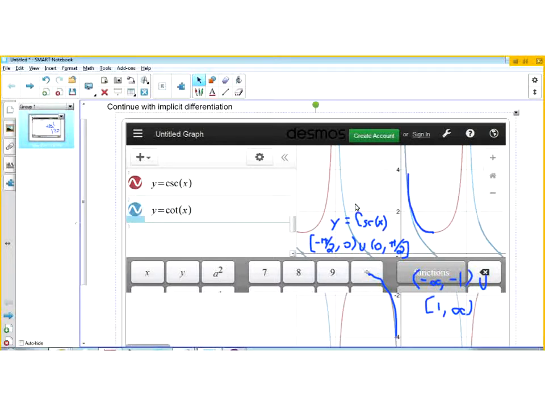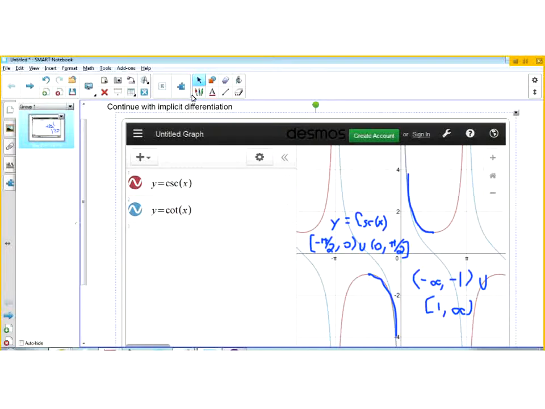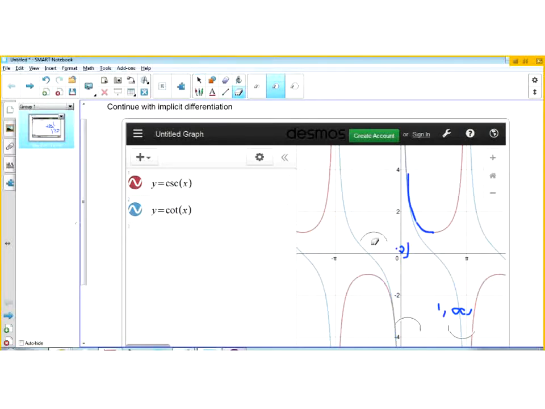The remarks I want to make about cotangent is on the domain of the principal cosecant function, we see that from negative pi halves to 0, the cotangent function is less than 0. And from 0 to pi halves, the cotangent function is greater than 0. So we'll need those facts when we calculate the derivative of the inverse cosecant function.